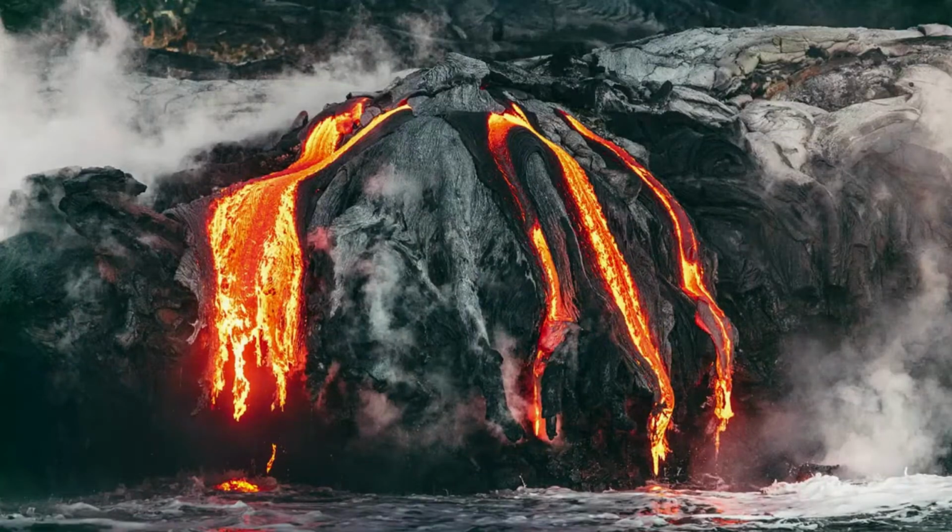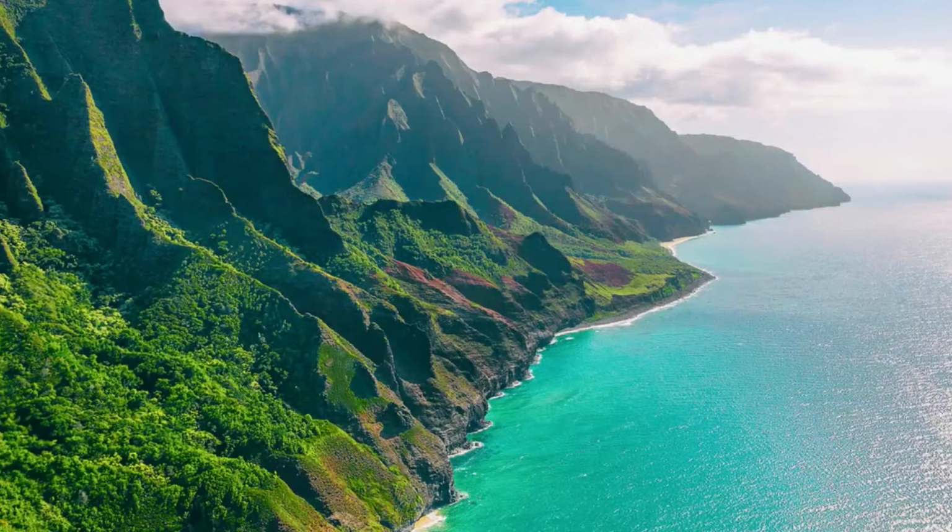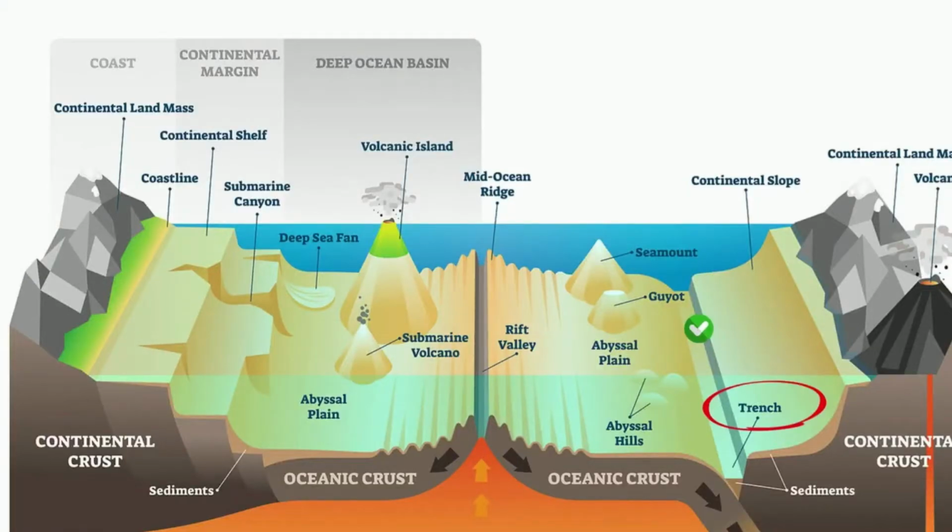Sometimes a seamount may appear as an island. The Hawaiian Islands are an example of a chain of islands formed by seamounts. There are also trenches located at the ocean floor. An ocean trench is a V-shaped valley that is long and narrow, and they are the deepest parts on Earth.